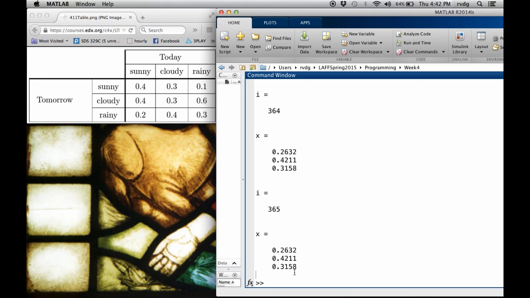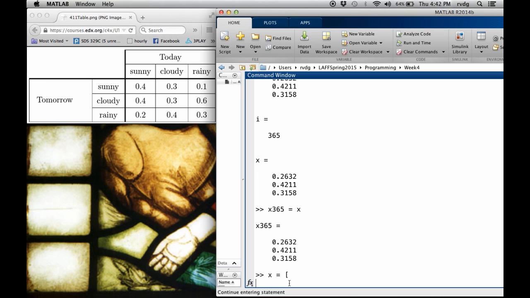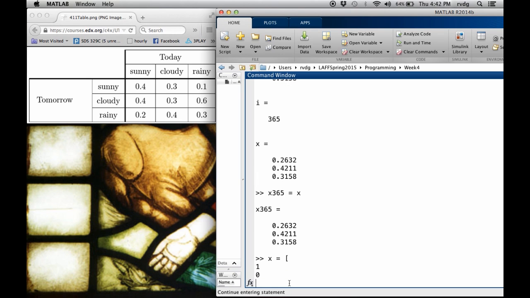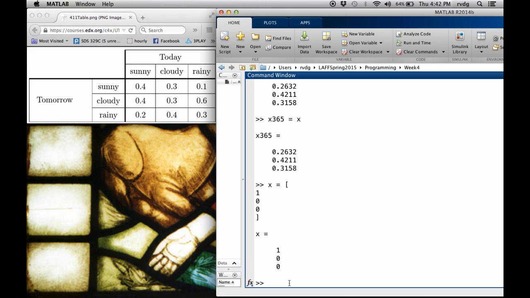Now here's another thing that's kind of interesting. What if we take this vector x and let's call it vector x365 and let's put that away. We could go back and say, well, what if today it is actually sunny? So we use a different unit basis vector. We could then write our loop again and see what the predicted weather is a year from now instead. You may want to stop here for a second and think about this. What do you suppose it might be?